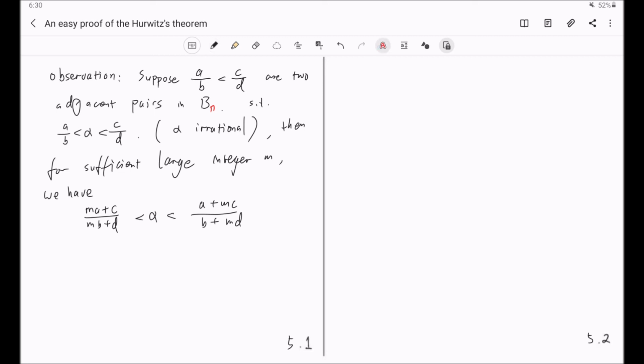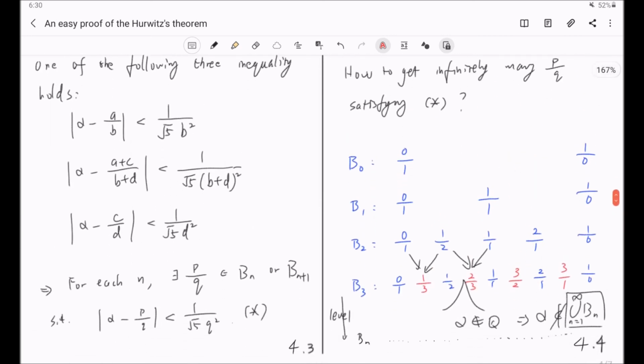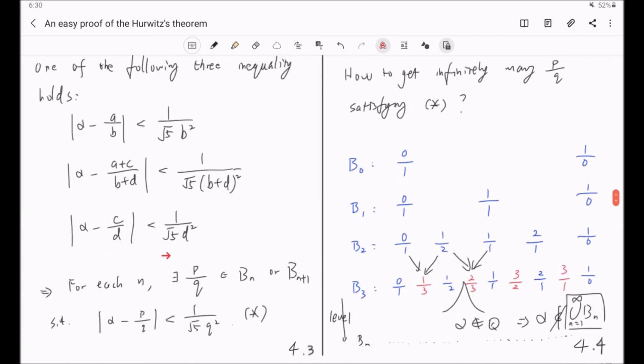This observation is very easy to verify, and it tells us as this n becomes bigger and bigger, there will always be new pairs squeezing alpha. The alpha will not stick with the same pairs all the time. You can always get new pairs, and the result you proved here will change with n. So those a, b, c, d will change with n, so that you can get infinitely many p over q satisfying this inequality.